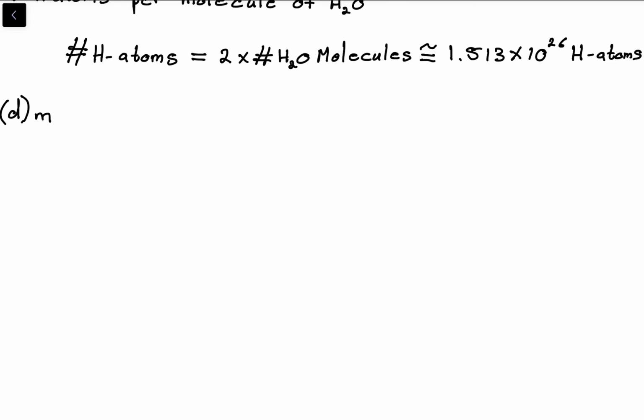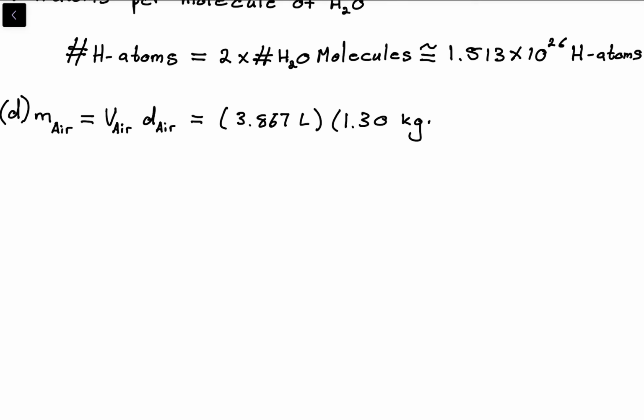So the mass of air is equal to the volume of the air multiplied by the density of air, which equals 3.867 liter and 1.30 kilogram per liter. That will give you a value of 5.027 kilogram air.